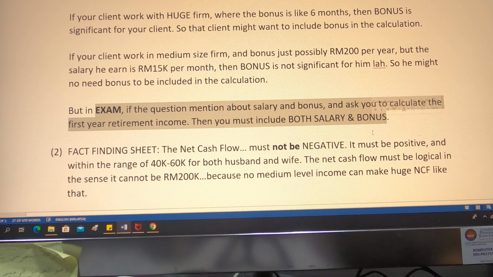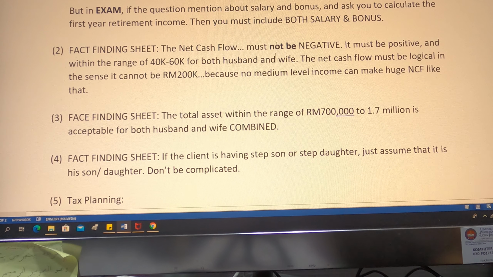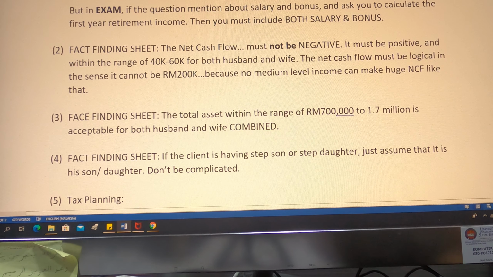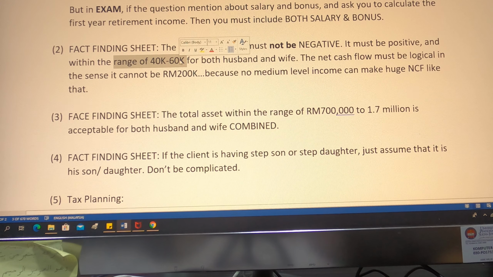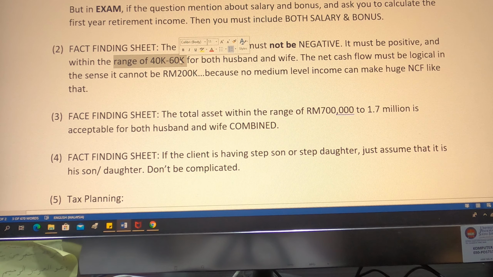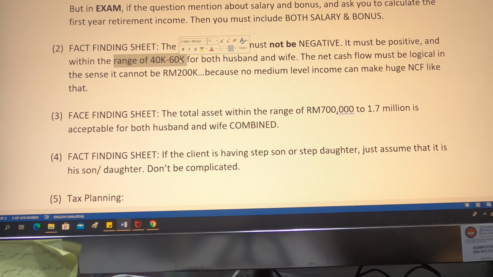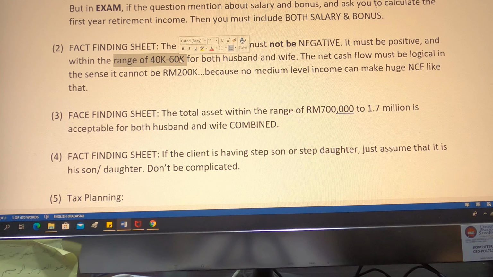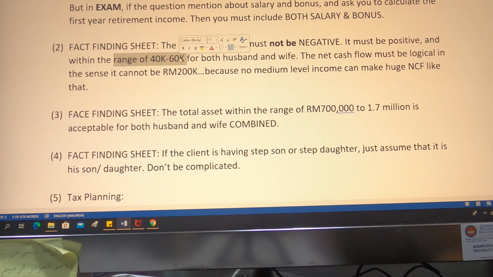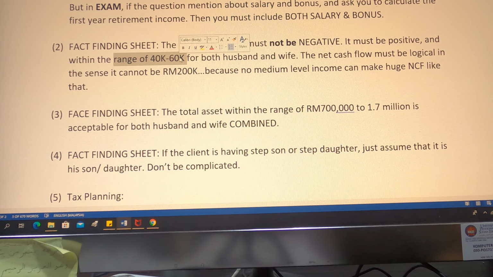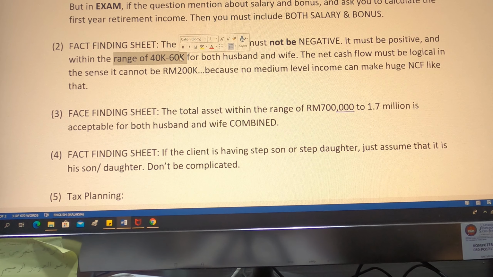Alright, in the exam. Number 2, I would like to talk about the net cash flow in the fact finding sheet. It must not be negative. It must be positive, and I say it is within the range of 40 to 60. If you say, Doctor, mine is like 65, acceptable. If you say it has become 69, okay, close your eyes to it, as long as later when you work on the personal ratio there is no problem, then it's okay for you to stick with that amount. And if you don't want to change, it's also okay because it's not too high.